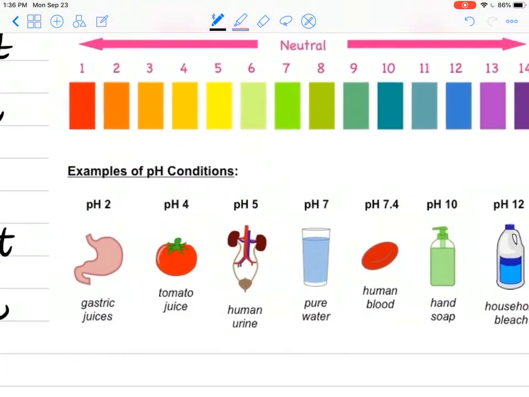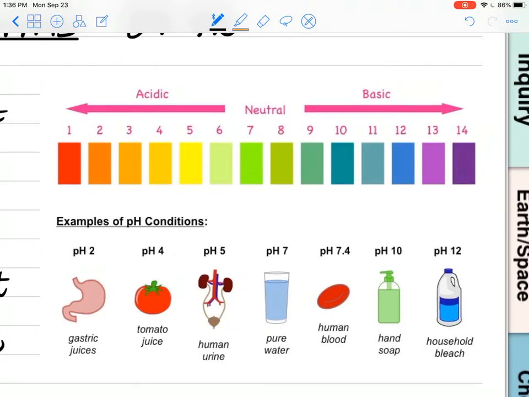Okay, here is an example of the pH scale. And you see that low numbers are acids and high numbers are bases. You go from 1 to 14. So that is the maximum and the minimum for the pH scale. Neutral is 7. It is exactly in the middle.